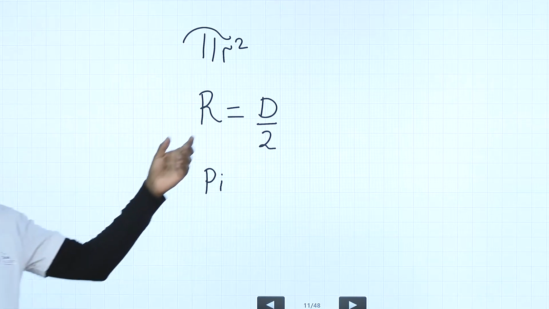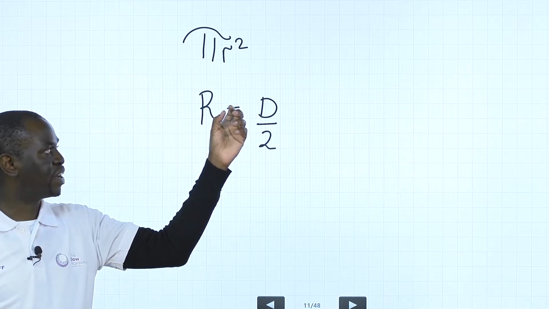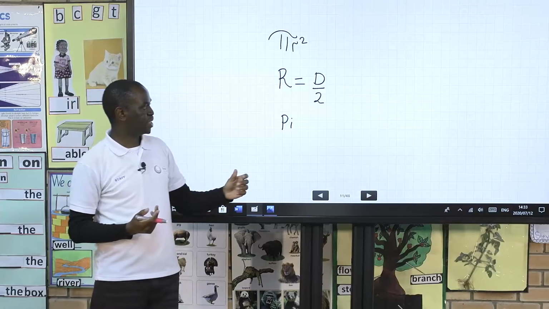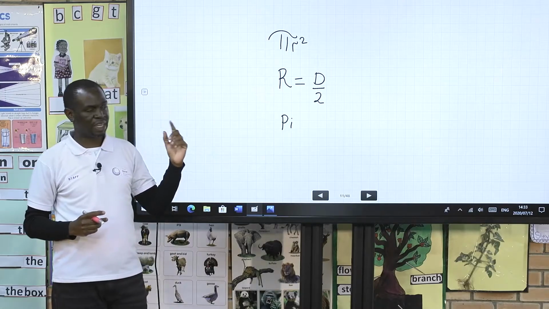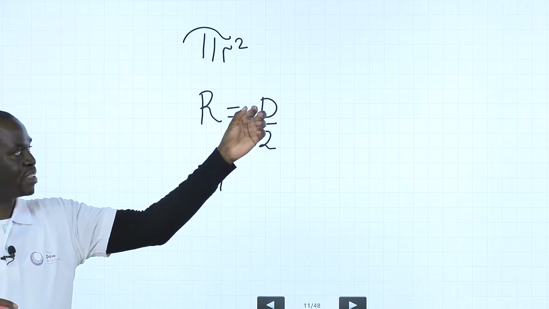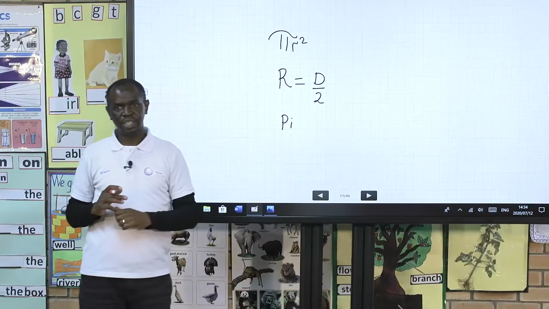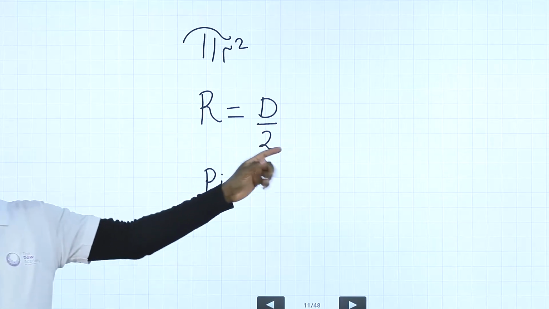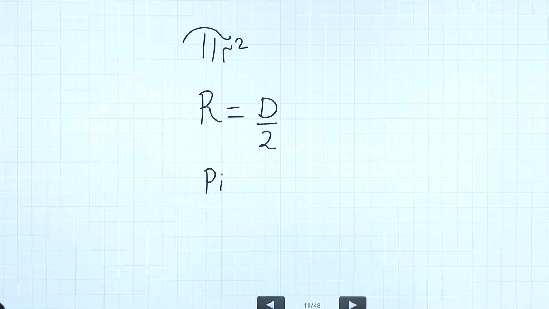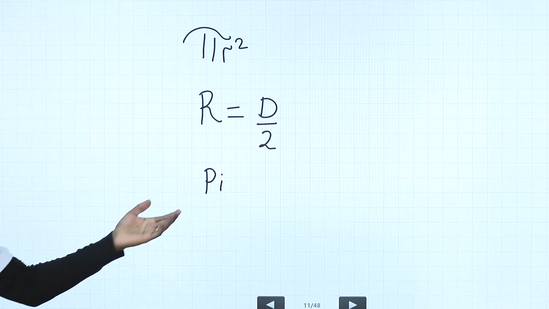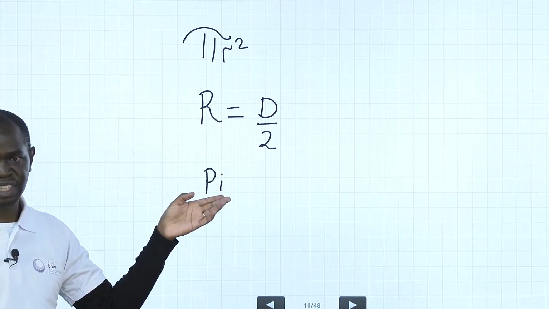R stands for radius. Now, if you check here, I've written R equals D over 2. What does that really mean? It means, remember, I talked about the diameter. The diameter is double the radius. So when we write D over 2, it actually means you can get the radius of a circle if you divide the diameter by 2. So these are some of the symbols that I use when you are calculating the area of a circle.